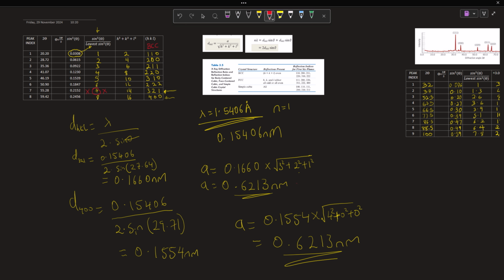So seeing these two being the same, we are definitely correct that the structure is BCC, because we are getting the same lattice parameter even after we solved for two different equations. You can try it out on your calculator. Being the same thing, it is 100% certain that it is a BCC structure.